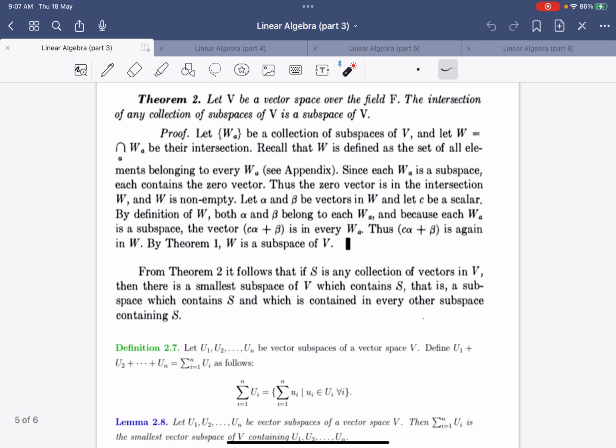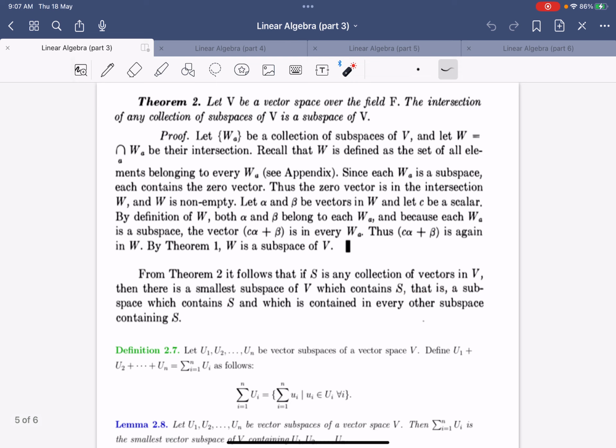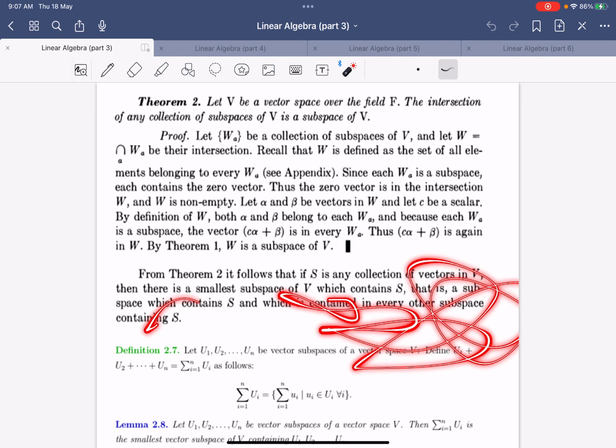And so it follows that for any collection S of vectors in V, there is a smallest subspace which contains S. That is a subspace which contains S and is contained in every other subspace containing S.